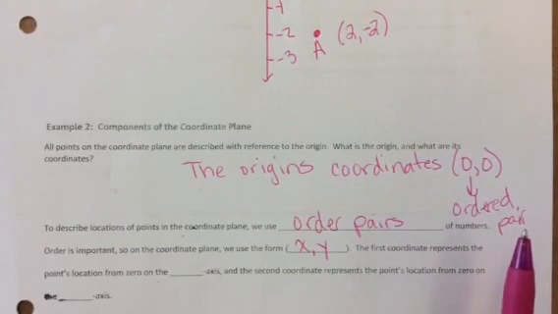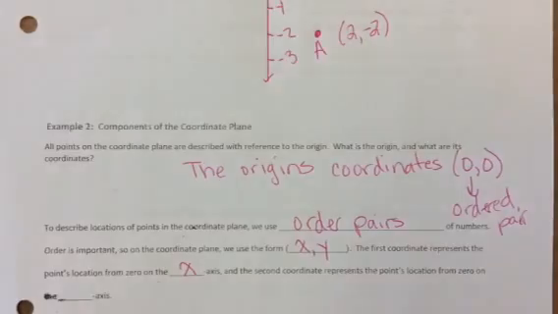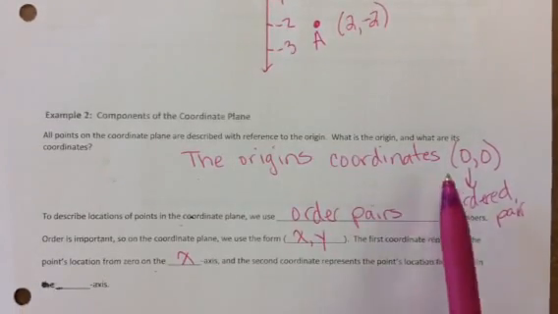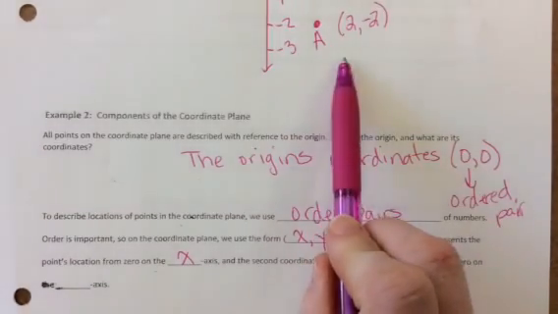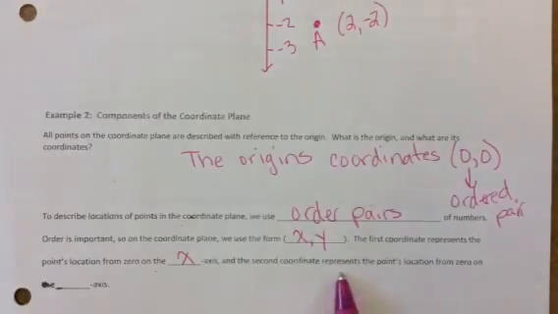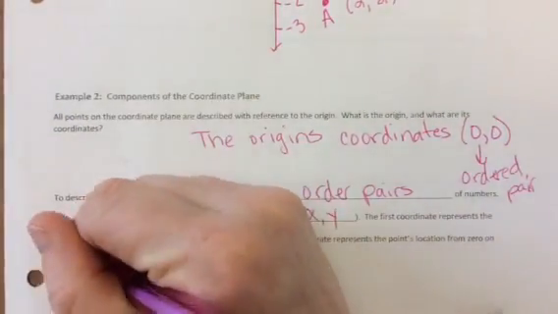The first coordinate represents the point location from 0 on the x-axis. So this is the first coordinate. That refers to the first coordinate. The second coordinate represents the point location from 0 on the y-axis.